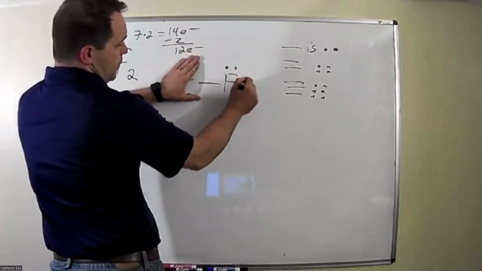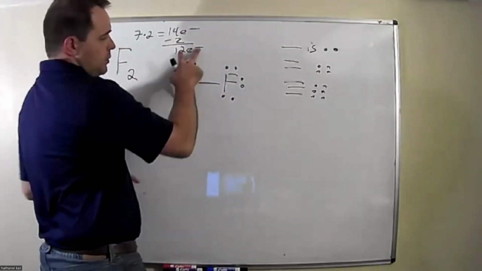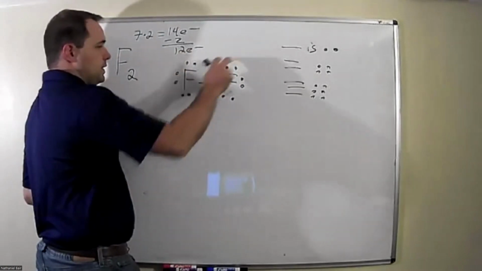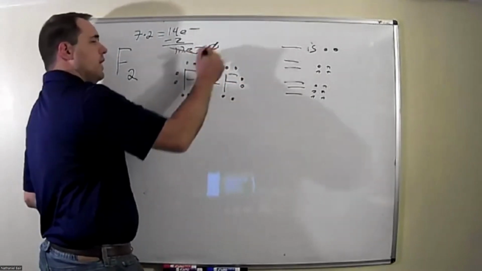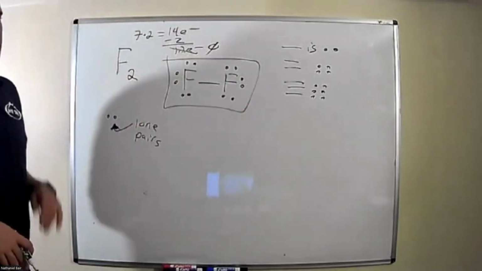I'm going to add 6 more. And I had exactly the right number of electrons. I had 12 electrons left. I spent 2, 4, 6, 8, 10, 12. I've got none left. This is my Lewis structure for molecular fluorine.